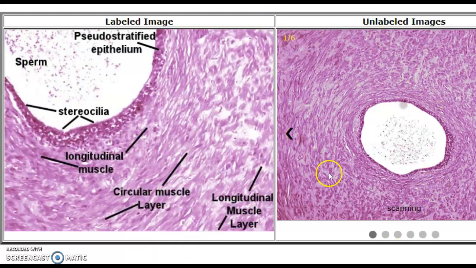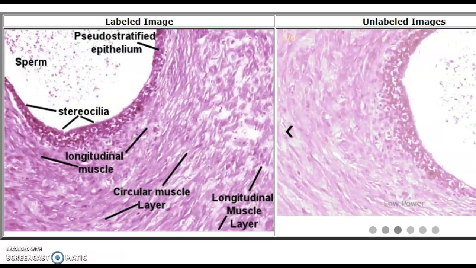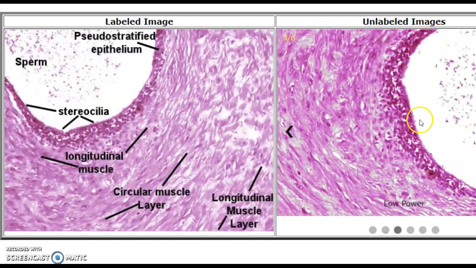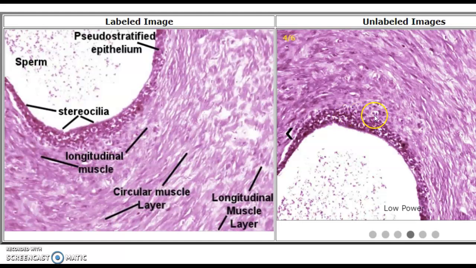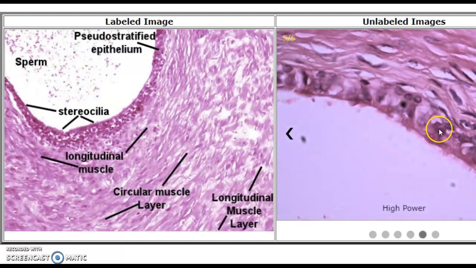So if you look on the scanning, I couldn't get to the adventitia even. So I again suggest zooming in. And that's a much clearer pseudostratified. Under low power, under high power, you can see even better pseudostratified. And we can see some of the lamina propria right there. So those are the 4 I want you to look at and draw.